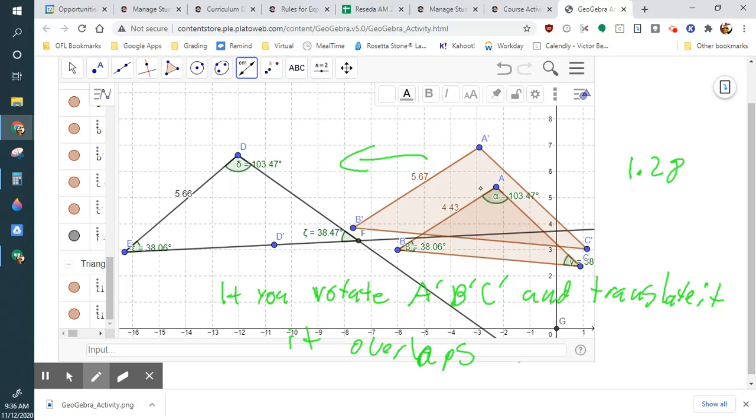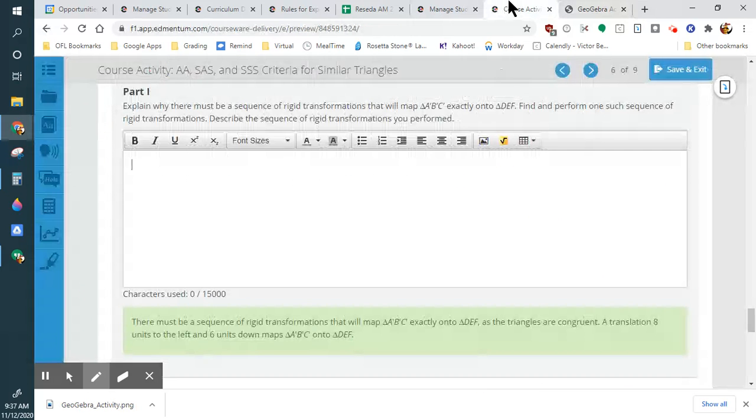I don't know how to spell, D, E, F. And technically we should be using the triangle symbol, but I'm not going to hold it against you if you don't. D, E, F perfectly. It overlaps it perfectly because they're congruent. Why must this happen? Because they're congruent.